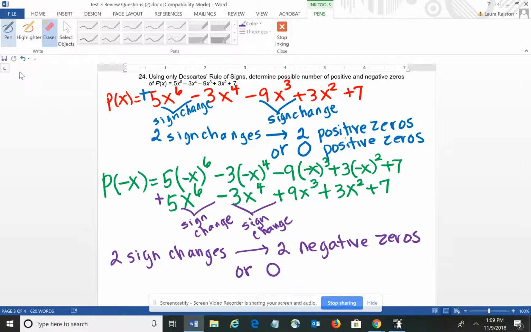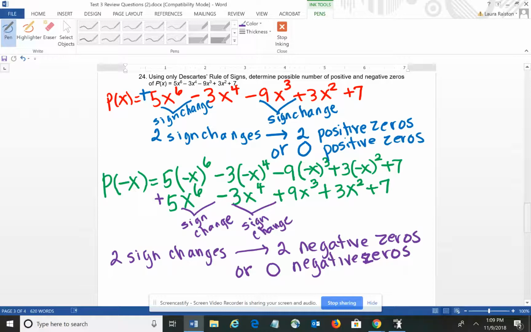Okay, so 0, negative zeros. Okay, and remember that the degree, or the highest exponent, tells you how many zeros you should have.